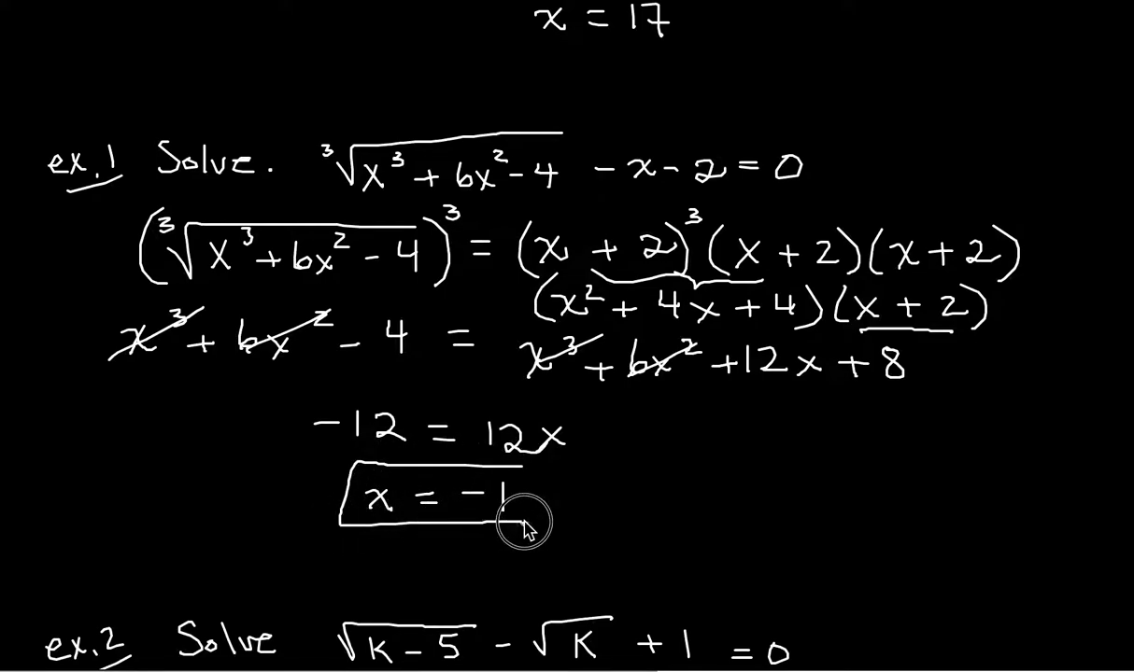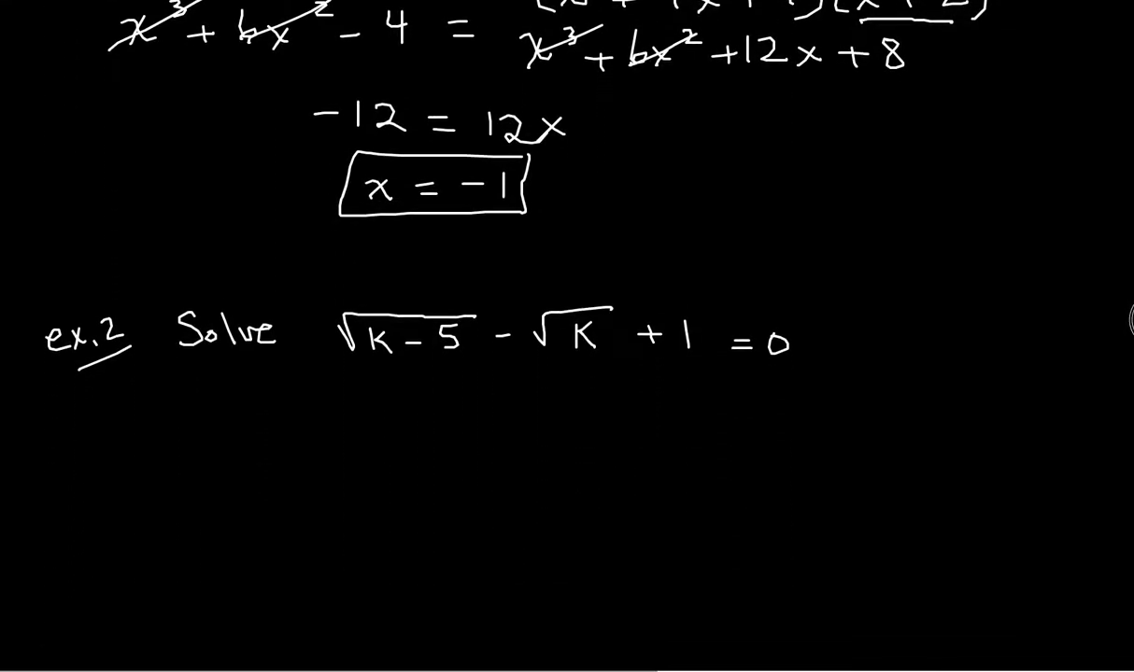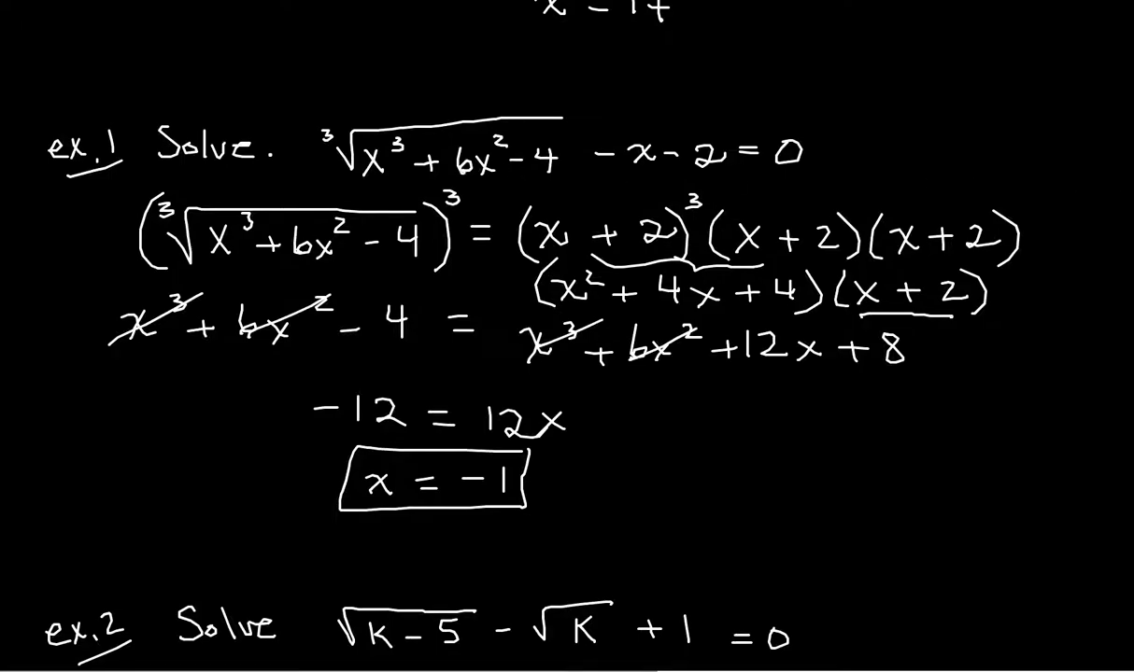When we check this, which you should do when you have a radical equation, it does work. When we put the negative 1 back in here, we do get 0. So it's worth the check. All right, that was if you have a cube root.